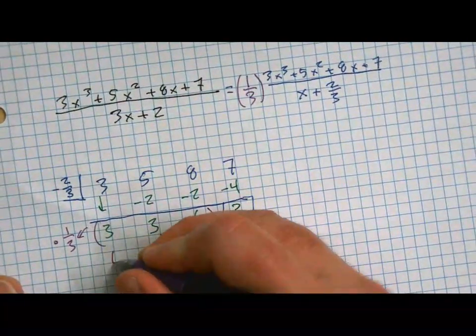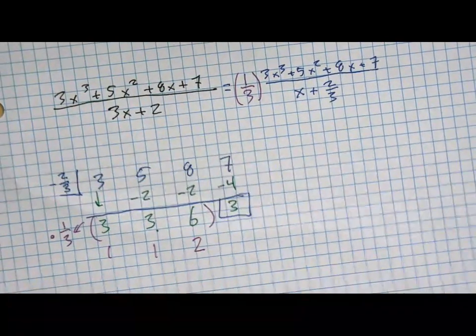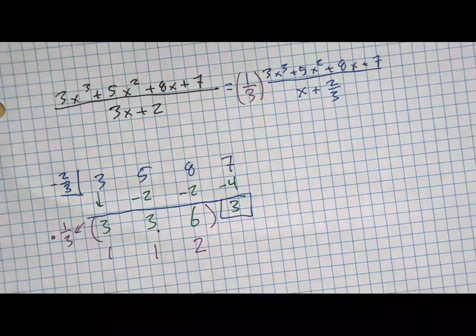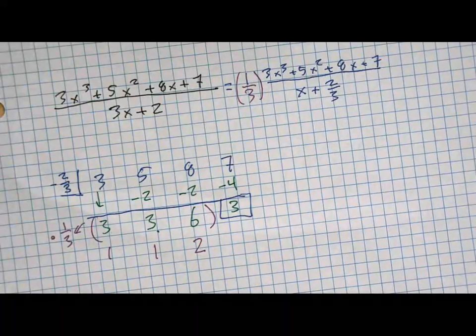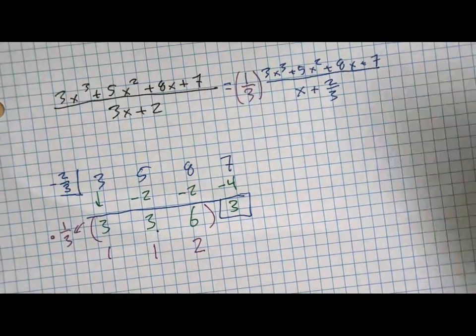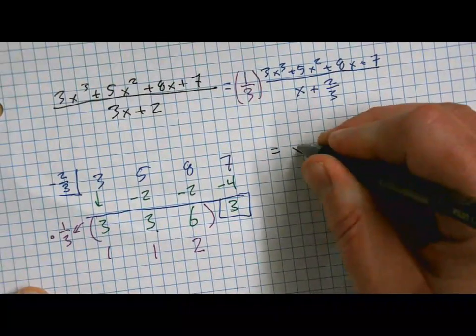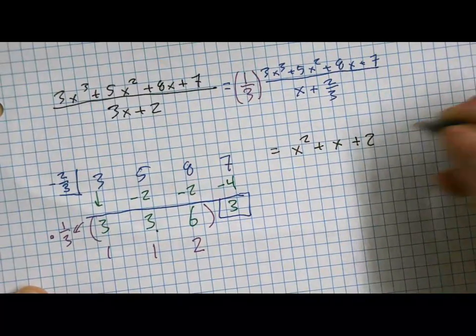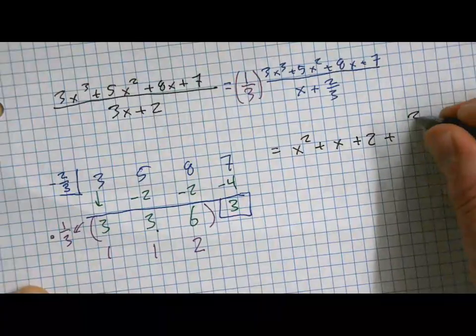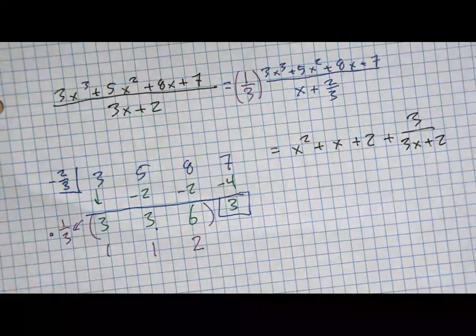That is a really good question. Why would we not multiply the remainder? Let me write down the answer and then think about that for a second. 1x squared plus x plus 2 plus 3 over 3x plus 2. Why would we not multiply the remainder?